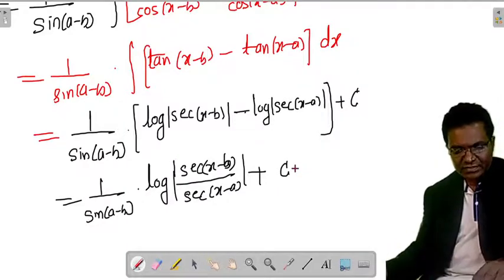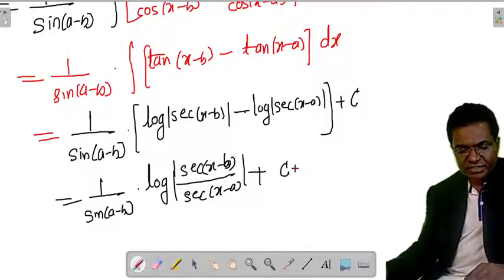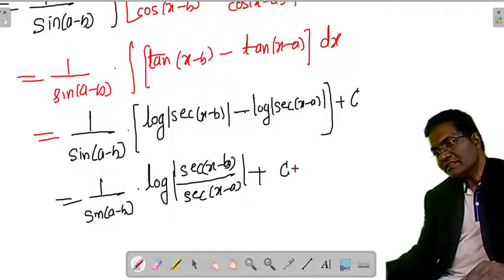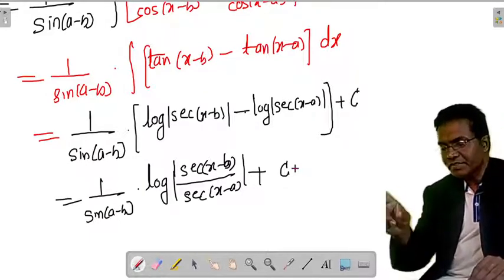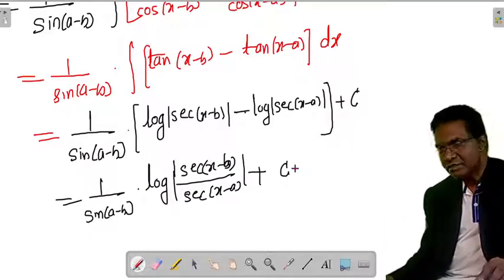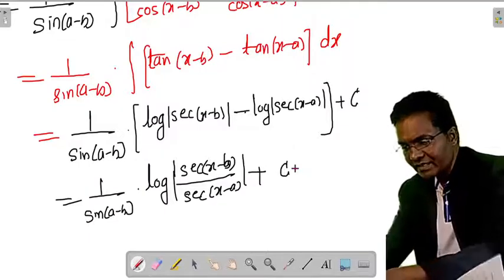Okay, so these are the examples from 7.3. So practice these and we will meet in the next session with some standard integrals. So take care and keep watching.